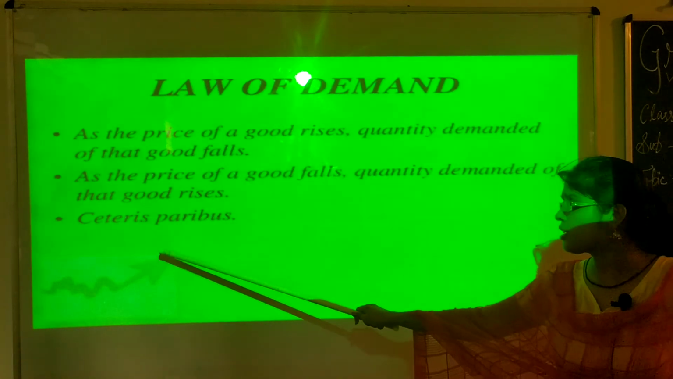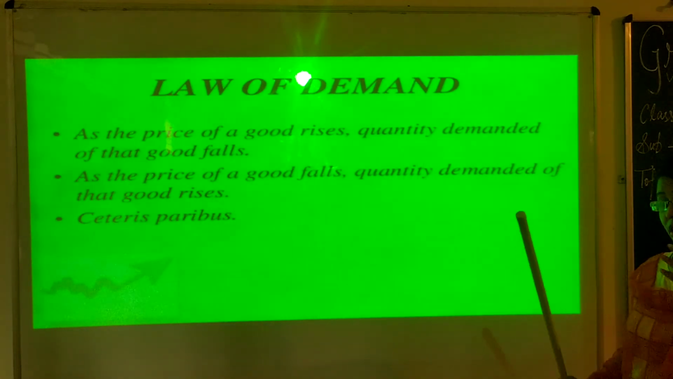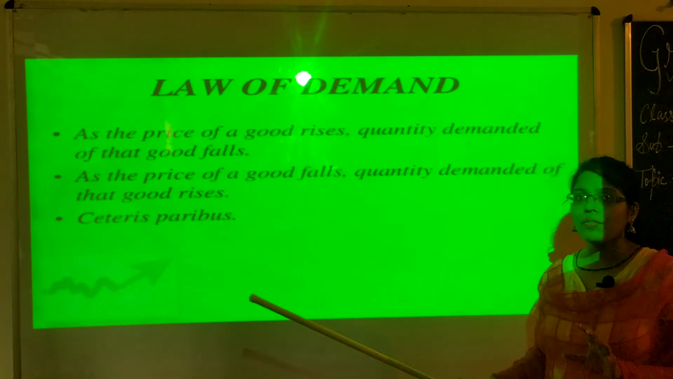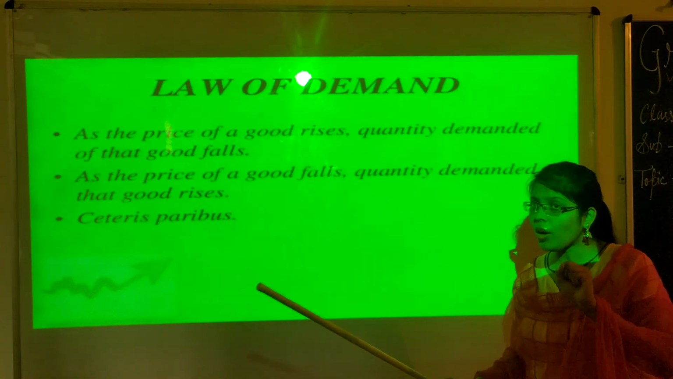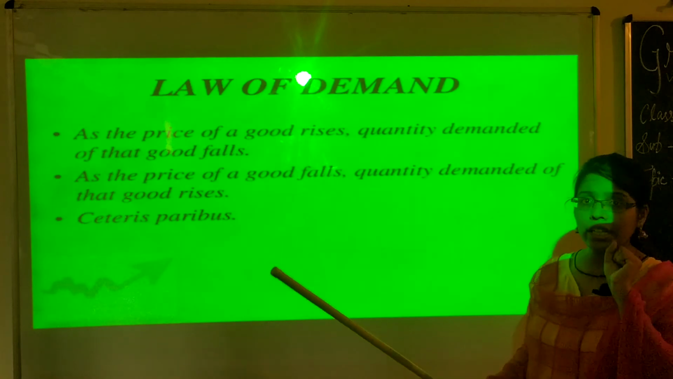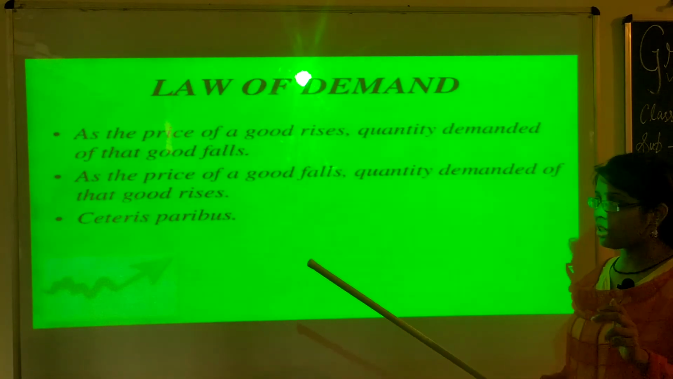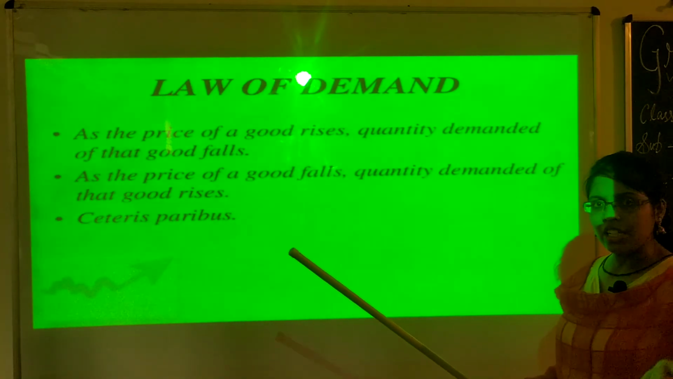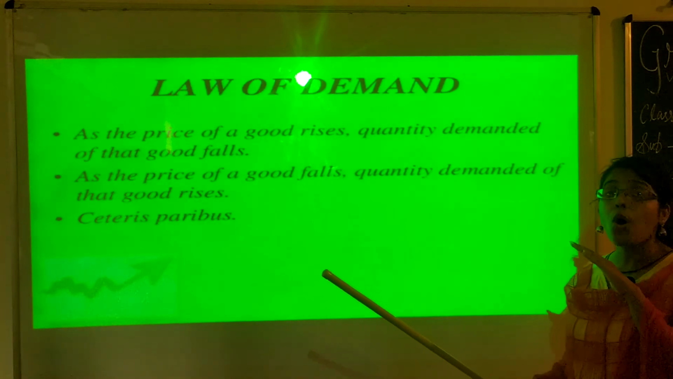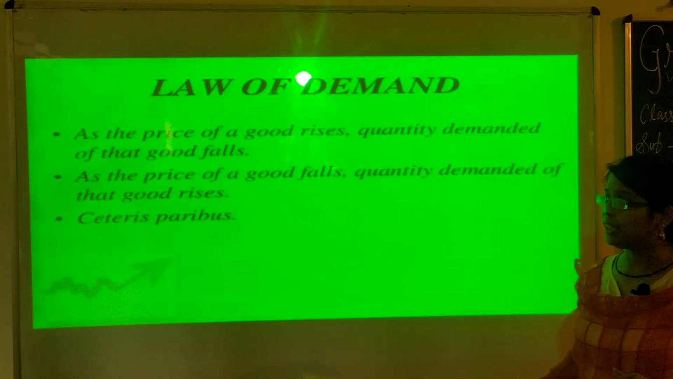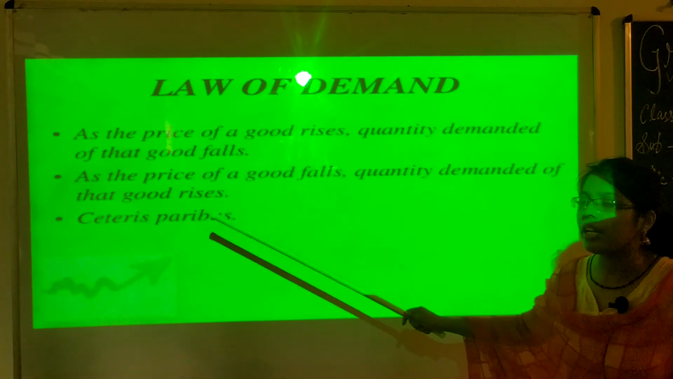Now there is a term ceteris paribus. What is the meaning of ceteris paribus? Ceteris paribus means everything else is constant. That means here only price is a factor which is working, other things are constant. We have discussed many determinants, seasonal changes, population, etc. That all is constant, only price is working here. So that is why it is ceteris paribus.